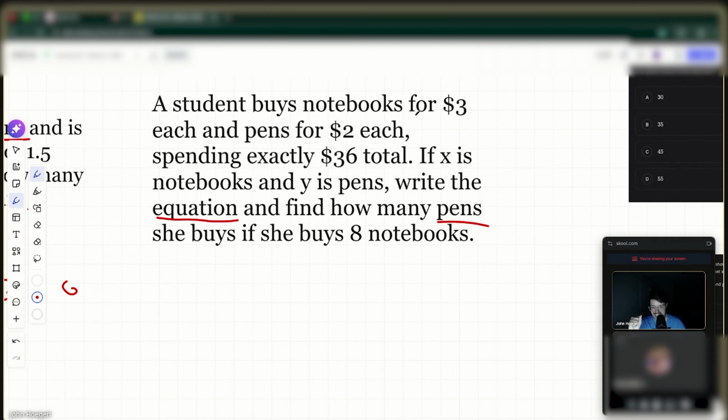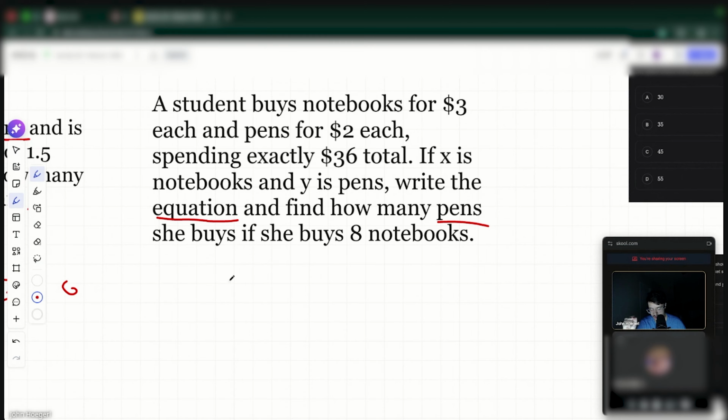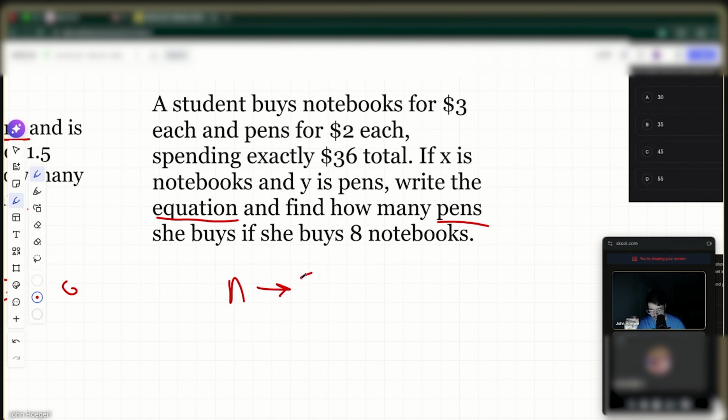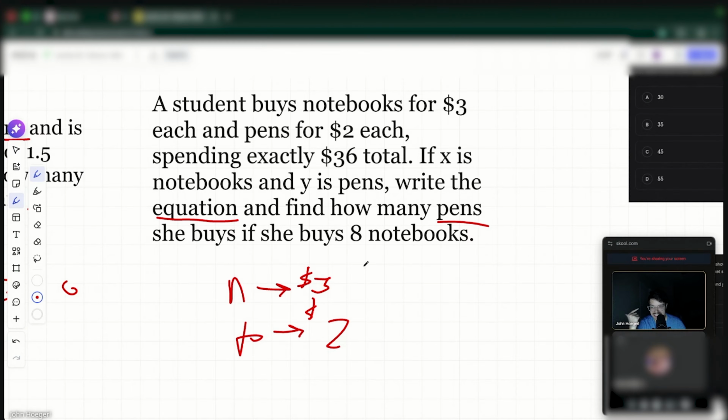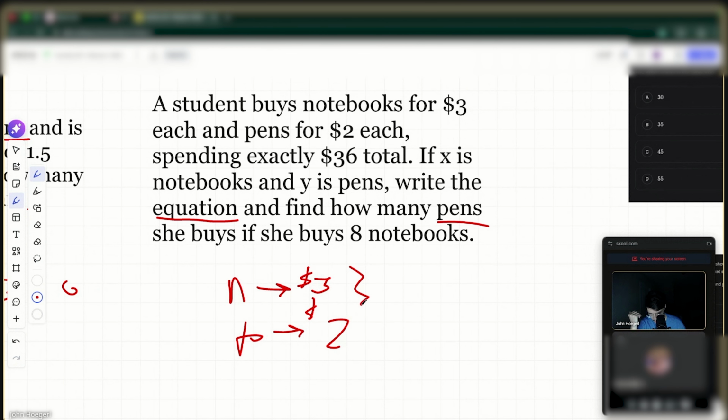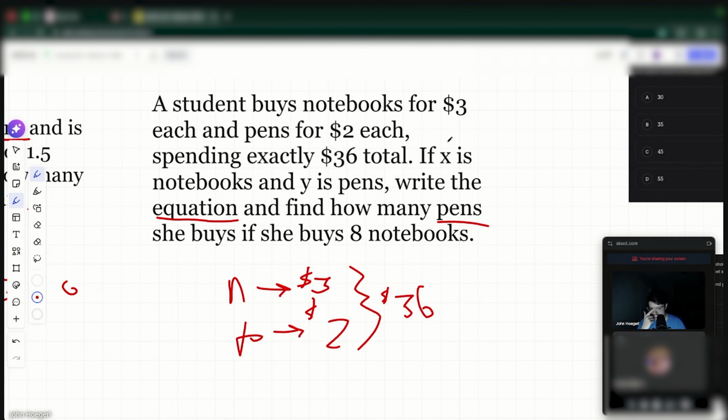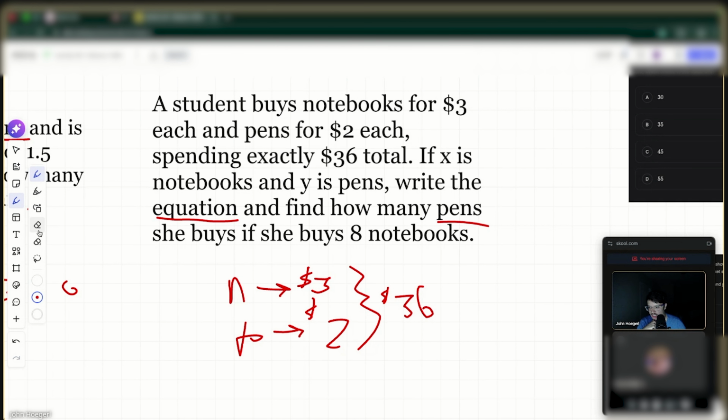For the information, it's saying notebooks for $3 each. So I'll say N for 3, and then pens for $2 each, so P for that. And it says the total ends up being $36. So I would say this. Now it gives us more information: if X is the notebooks and Y is the pens, I'll just go ahead and replace these, basically X and Y.